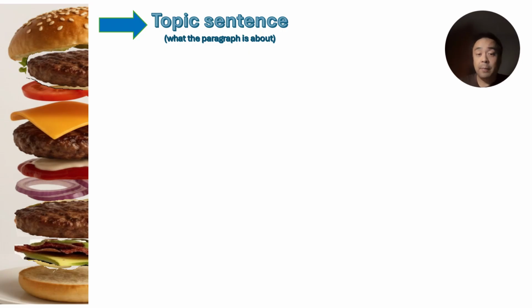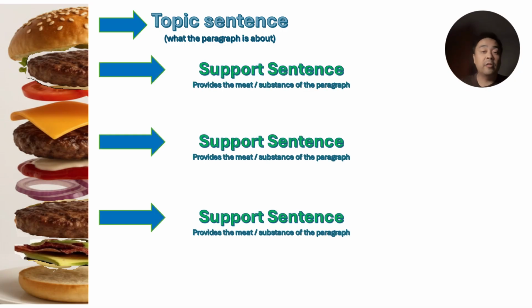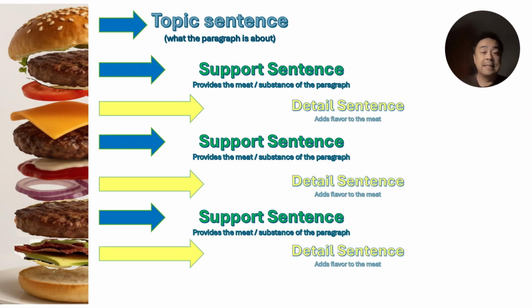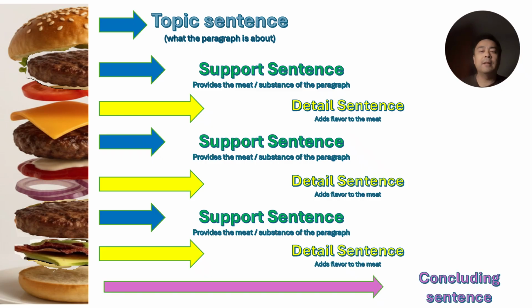The top one is the topic sentence, which introduces what the paragraph should be about. Then I said a good paragraph will have two or three burger patties, which are the support sentences. This provides the meat and substance of the paragraph. Now, for each burger patty, we want some flavor. That's where we get our detail sentence. These provide extra details, descriptions, explanations. And finally, we have the concluding sentence, which wraps up the whole paragraph with a bow. Okay.